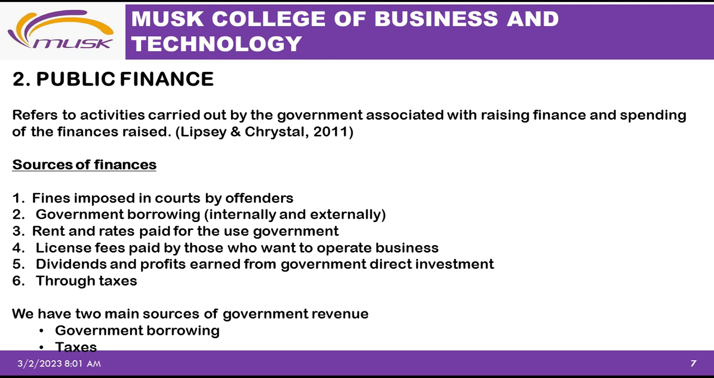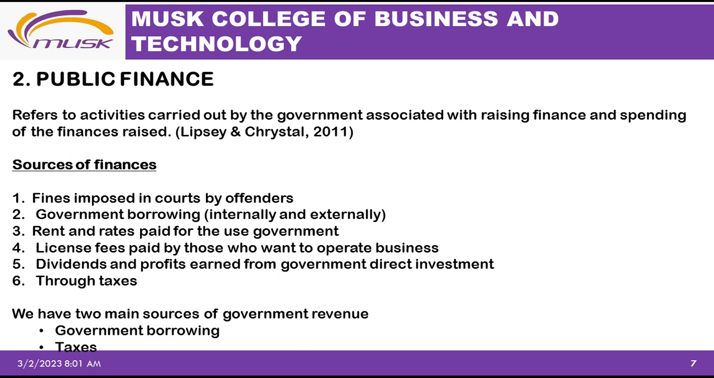The other one is dividends and profits earned from government direct investment. So governments also invest, and when they invest, they're also entitled to dividends, just like at individual level. When we invest in shares, we are also entitled to dividends. So when they receive these dividends and profits, it becomes a source for them to raise their revenue. Then we have taxes. That is a major one.